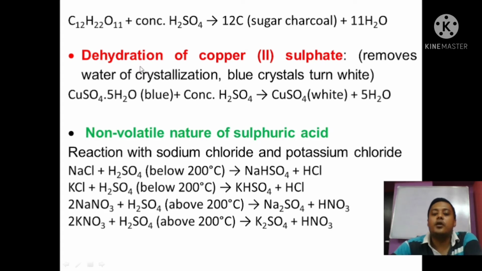Next, dehydration of copper sulfate. Hydrated copper sulfate is blue in color. If we add concentrated sulfuric acid to hydrated copper sulfate, what happened? Concentrated sulfuric acid absorbs all the water present in the hydrated copper sulfate and it turns into anhydrous copper sulfate. So during that reaction, the color changes from blue to white.